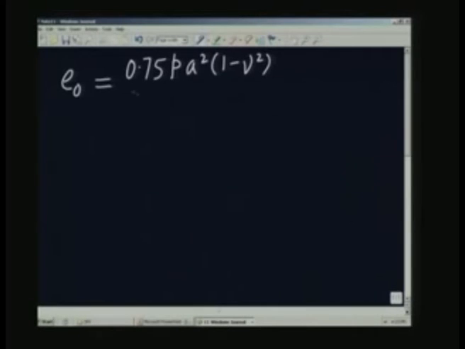So, we already gave an expression earlier. The output of the gauge in terms of millivolts per volt was given as 0.75. We just recapitulate: P A squared (1 minus nu squared) divided by E T squared, into 10 to the power of minus 3.